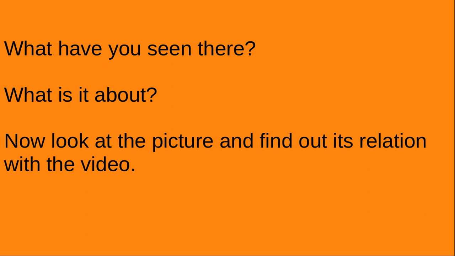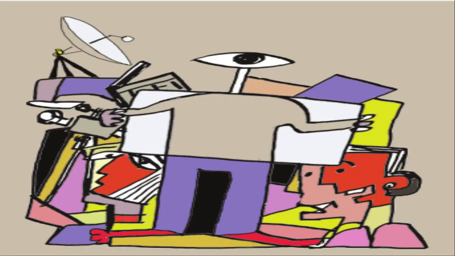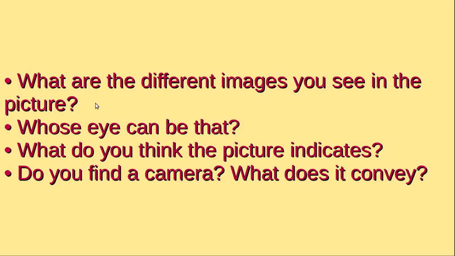Look at the picture and find out the relation with the video. See the picture, study thoroughly. What is this? And what is this? Now, what are different images you see in the picture? There's an eye. Whose eye can be that? What do you think the picture indicates? Do you find a camera? What does it convey?